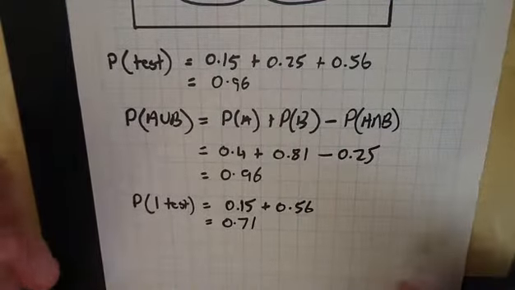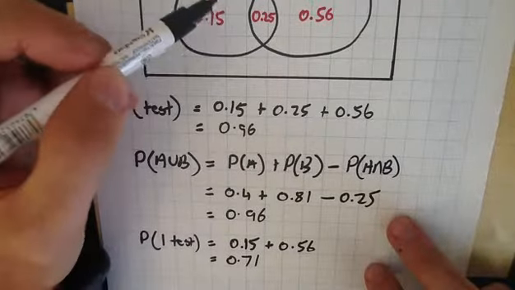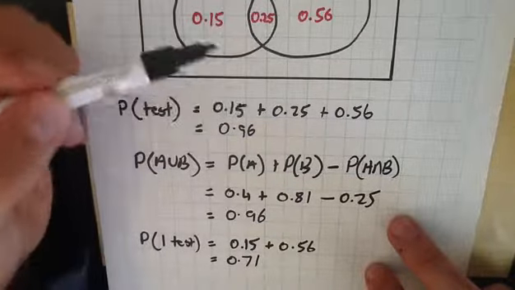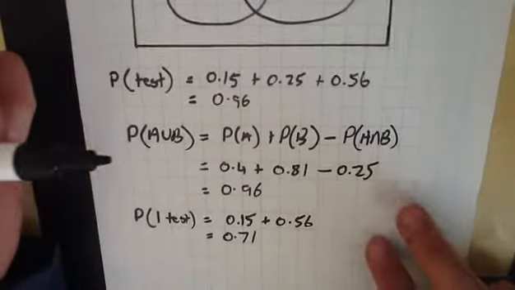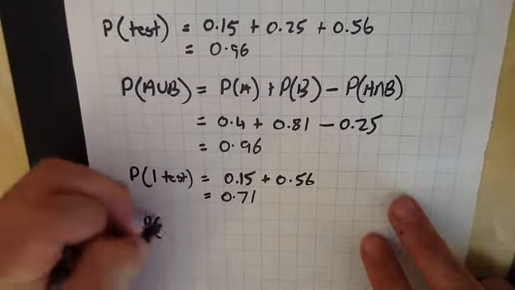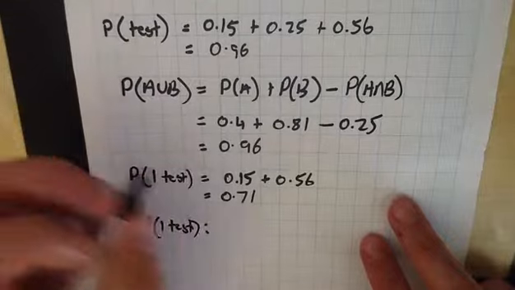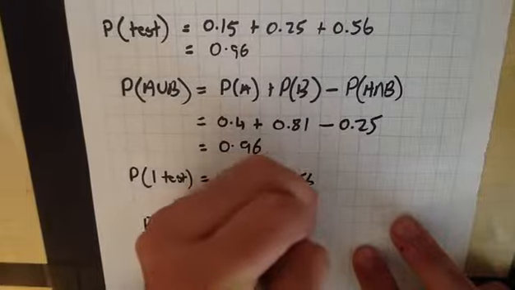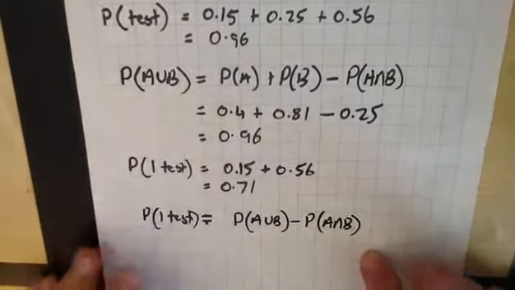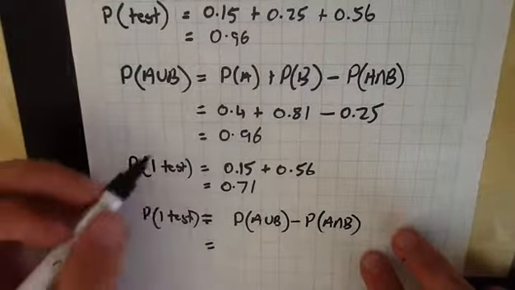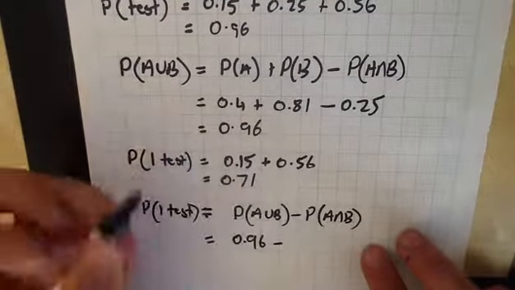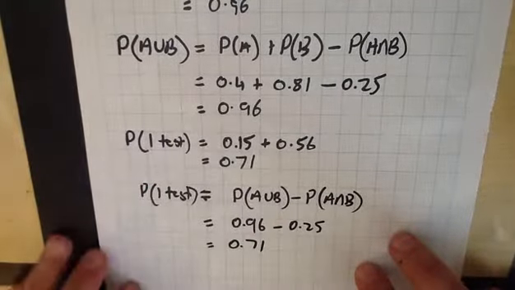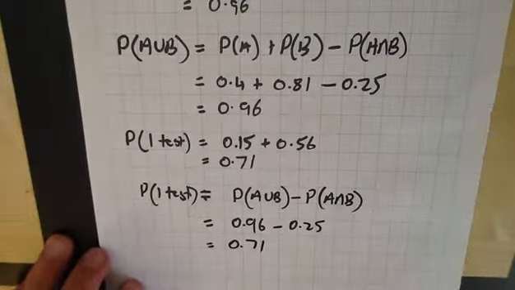But can you also see that we can approach it differently? We know the union of the two events still contains the intersection. So if we subtract the intersection from the union, that'll give us the same answer. So the probability of one test can also be found by subtracting the intersection from the union. We worked out the union was 0.96, the intersection is 0.25, so therefore, same answer. Probability of getting one test is 71%.